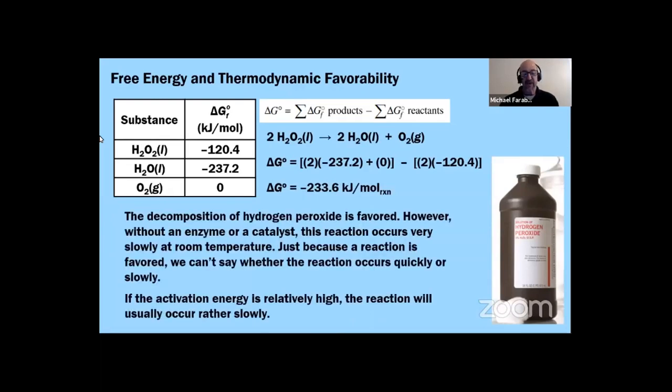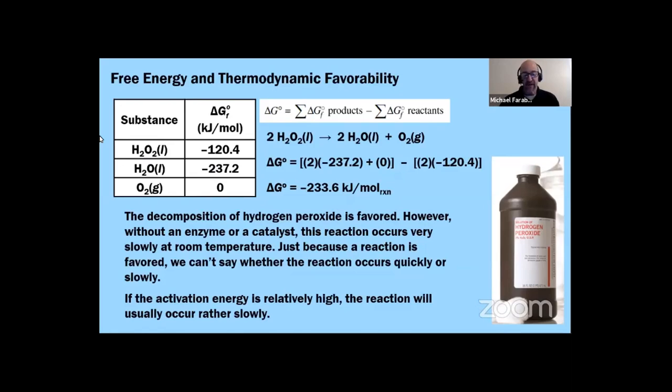Now, the decomposition of hydrogen peroxide is favored, however, without an enzyme. So when you pour hydrogen peroxide on a scrape or cut and it fizzes and foams and sometimes stings, the enzymes in your skin called catalase are making that reaction go faster. You can also add various chemicals like potassium iodide or manganese dioxide to catalyze the reaction. Just because it's favored doesn't mean it's fast or slow.